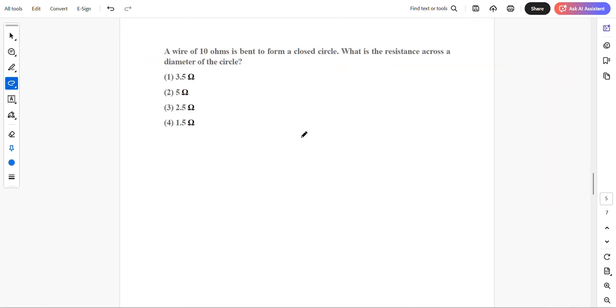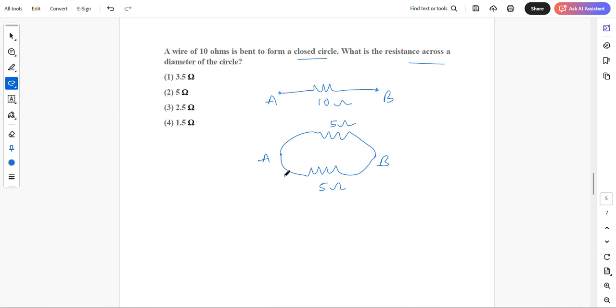A wire of 10 ohm is bent to form a closed circle. Let us say there is a wire of 10 ohm between A and B, bent to form a closed circle. Roughly I will draw the circle between A and B. So here the value of resistance will be half of it. Now he is asking what is the resistance across the diameter of the circle.